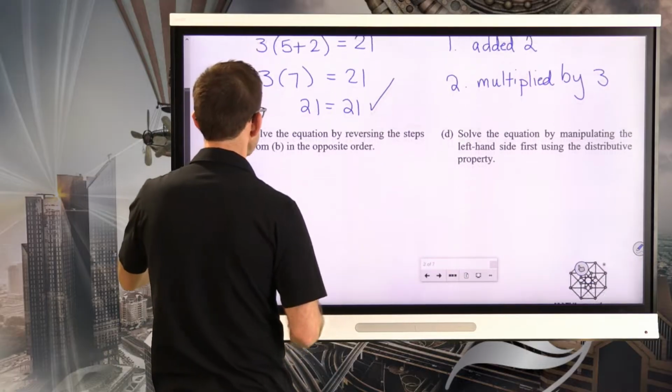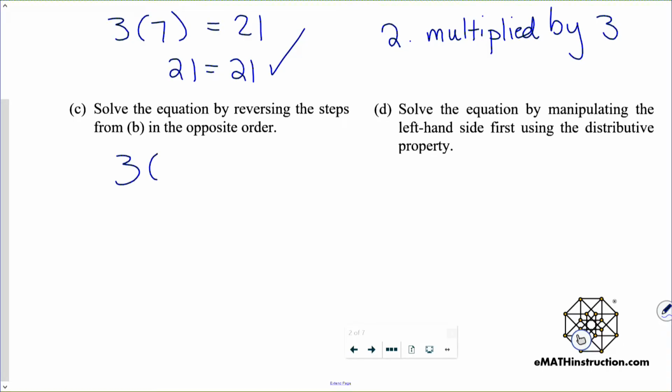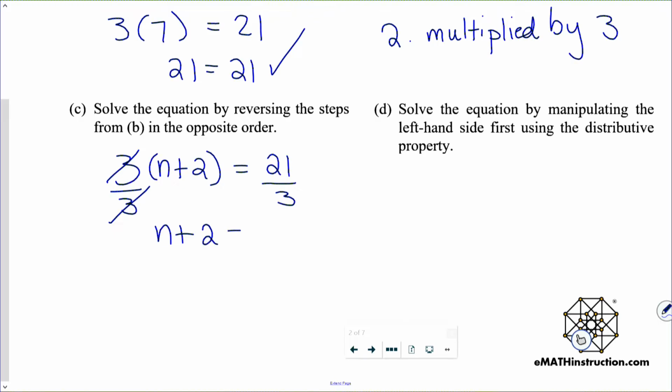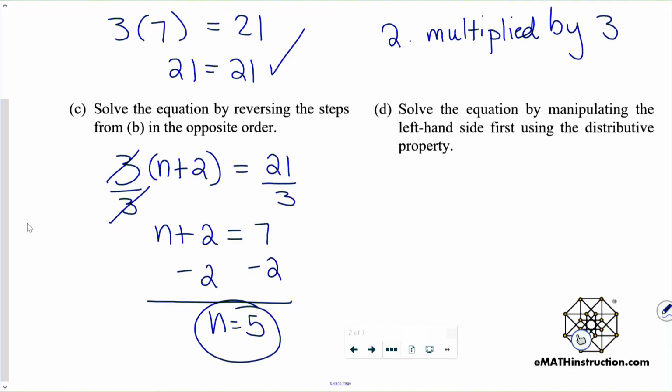We had 3 times n plus 2 is equal to 21. The first thing I'm going to do is divide both sides by 3. 3 divided by 3 is equal to 1. I don't need the parentheses anymore. I get n plus 2 is equal to 7. And now I subtract 2 from both sides, and I get that solution, which we knew from part A, n equals 5.